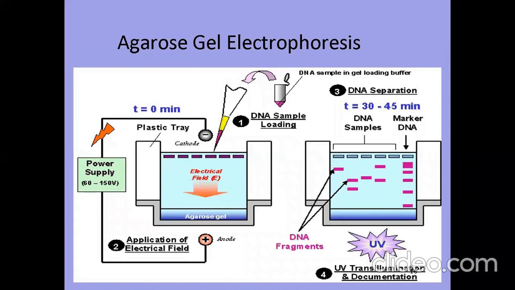the buffer containing. So we have two types of buffer now. One is loading buffer, and the second one is the running buffer. So running buffer is a medium for the electrophoresis, for the conduction of charges. So running buffer should be there, and that could be TAE, TBE, and loading buffer is the loading dye plus sucrose or glycerol, and that's it.